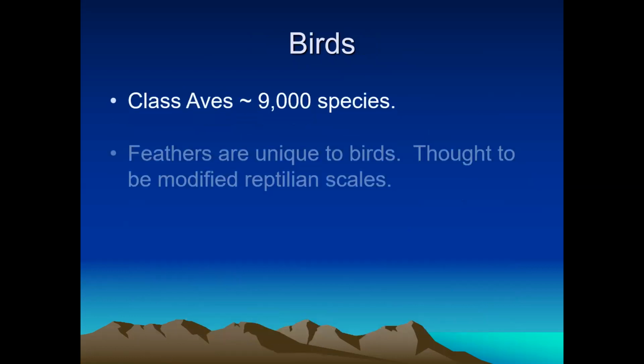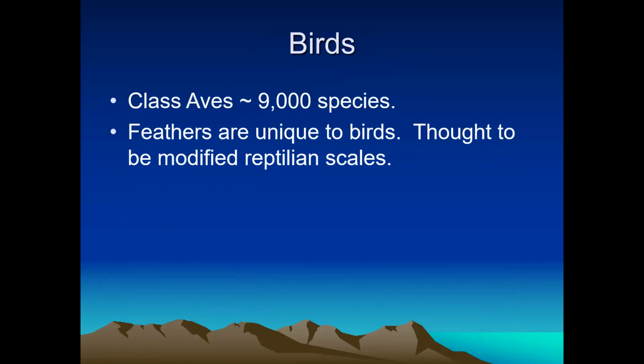Class Aves is the birds, and these have feathers, and that's unique to birds. Thought to be modified reptilian scales. I know I've talked about that in this class previously. I don't remember exactly what detail I went to with that, but the DNA sequence for a feather and the DNA sequence for a scale are very similar. It's been a while since I've read about that, but I think it's one protein difference. Could be a few proteins instead of just one, but as I recall reading it, it's like one protein makes the difference between these two.